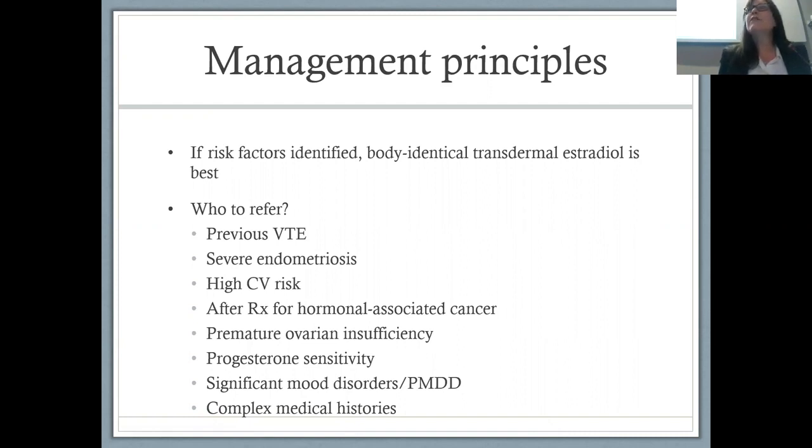Premature ovarian insufficiency, so somebody who goes through their menopause before the age of 40, absolutely essential. Progesterone sensitivity, a history of depression, a history of PMDD, those can be tricky from a progesterone perspective in terms of treatment, so they should come to us, and anyone who has a complex medical history. So definitely not the vast majority of individuals who are out there experiencing these symptoms of menopause.